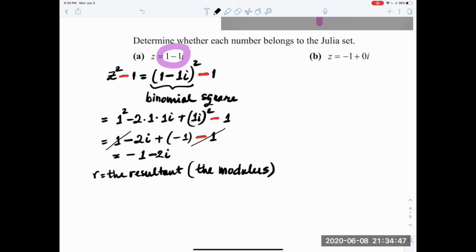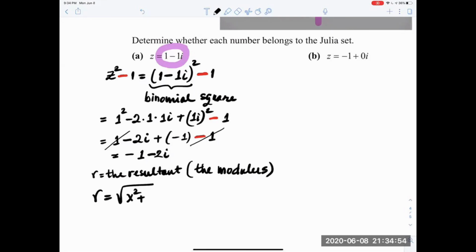I believe your textbook has both. So who is r? Well, r is the square root of x squared plus y squared. Yeah, so I'm going to look. My x is 1. So this is 1 squared plus negative 1.